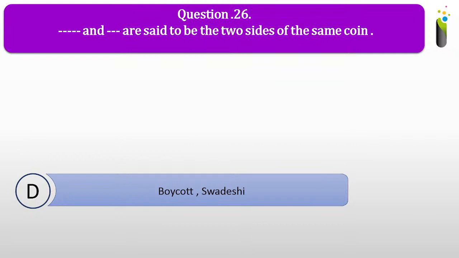And the correct answer for this question is D. So boycott and Swadeshi are said to be the two sides of the same coin.